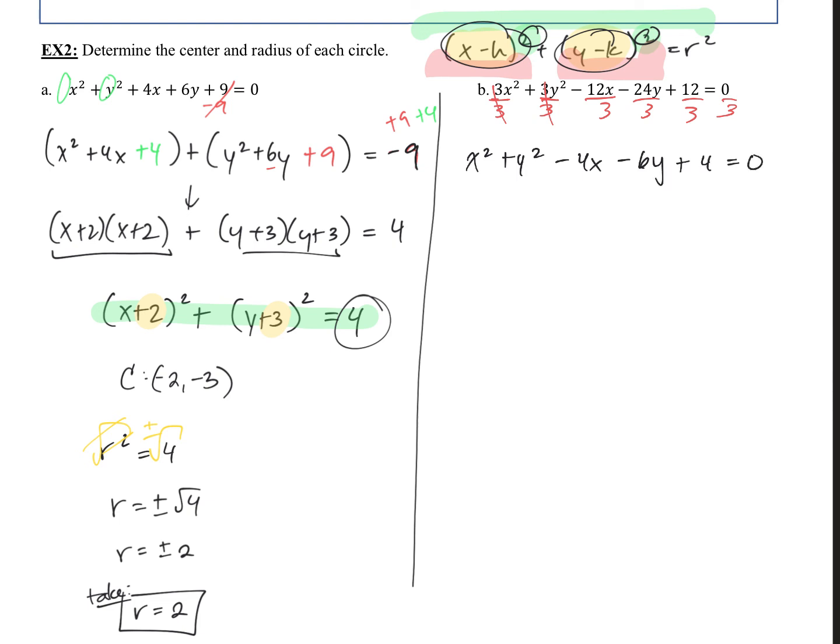And oops, that shouldn't have been 6, that should have been 8y. Okay, and next thing, okay, so it's set up perfectly now. The x and the y have a positive 1 in front, so now let's set it up for completing the square. Gather the x's together, leave space for the perfect number. Gather the y's together, leave space for the perfect number, and then move that 4 over to the side.